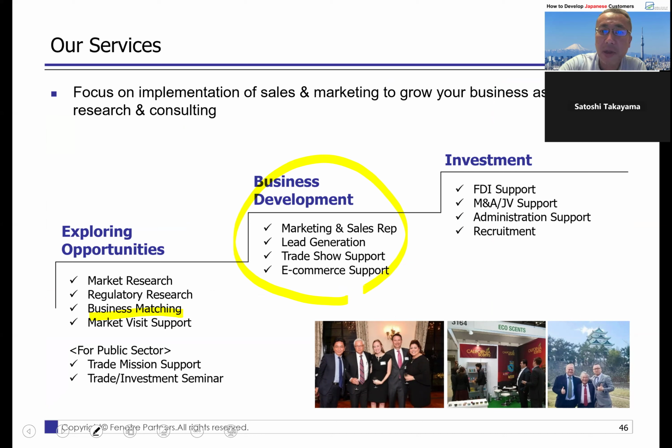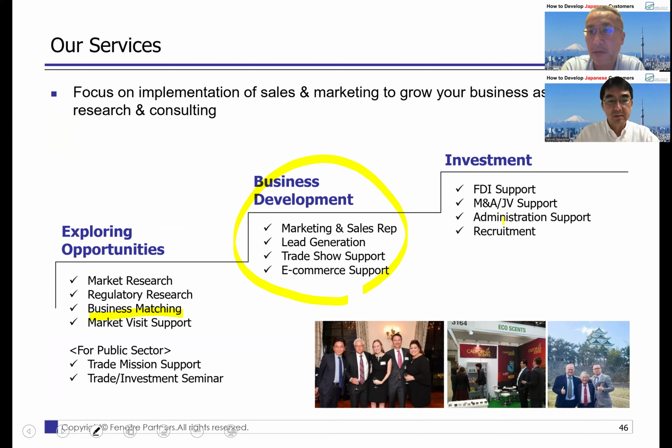And later on, some of our clients have made the decision to set up their own Japan subsidiary and hire local talents. In that case, of course, we can help you hire great talents or take care of administrative things. So this is our model and our client success case.